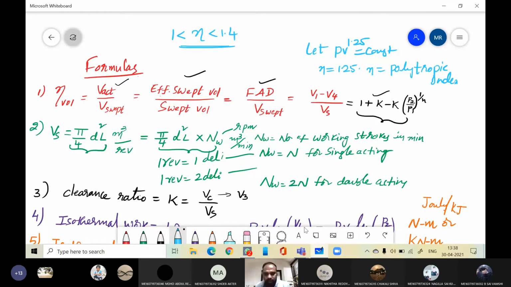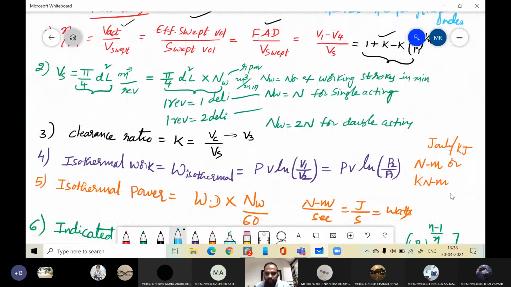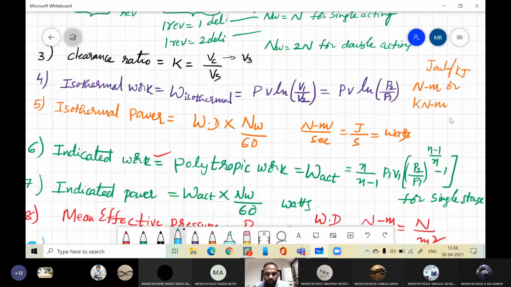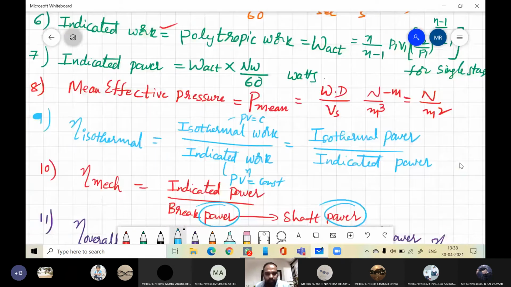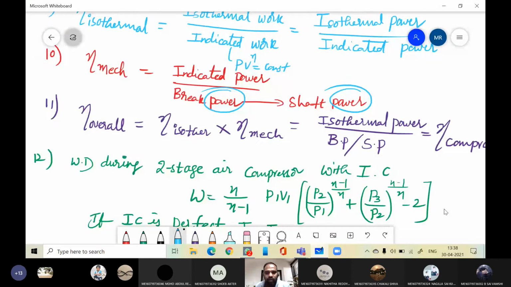Others, do you have any doubts in these formulas? Please tell me. Though you were absent for earlier classes, if you know these formulas, we can solve the problems comfortably without any difficulty. Any formula, do you have any doubt?